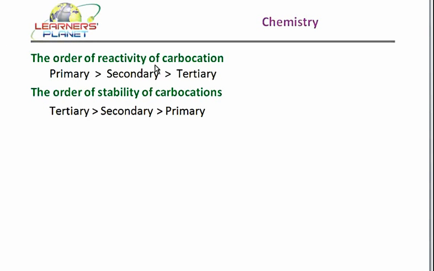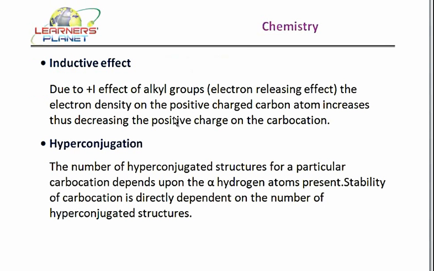Now what is the order of reactivity of carbocations? Primary carbocation is more reactive than secondary carbocation, and it is more reactive than tertiary carbocation. Now if I take up the order of stability, the tertiary carbocation is more stable than secondary, and it is more stable than primary. Now let's see the reason behind this. See, a carbocation is what? It is a positively charged carbon atom which is electron deficient. Right? It is also a Lewis acid.